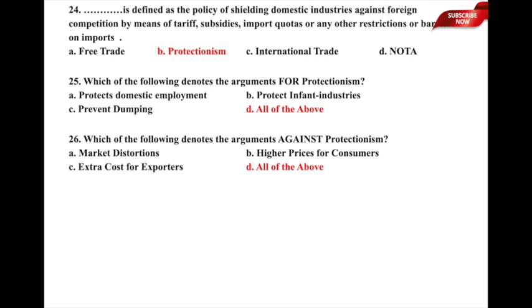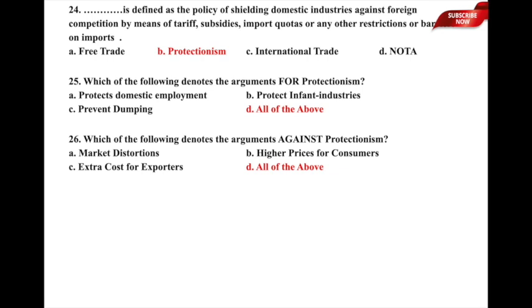So here again, arguments for protectionism are denoted by all these 3 points. That means all of the above is the correct answer, which suggests that protectionism will protect domestic employment, protect infant industries, and also prevent dumping of excess products by neighboring countries or by countries which are engaged in trade with India. I hope this is clear.